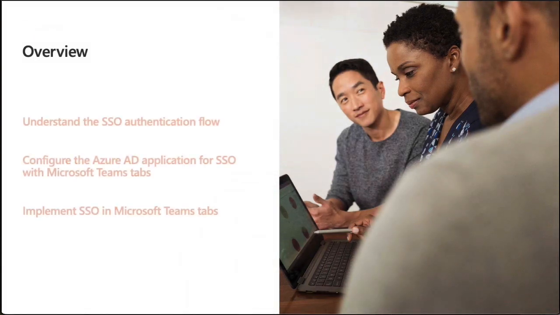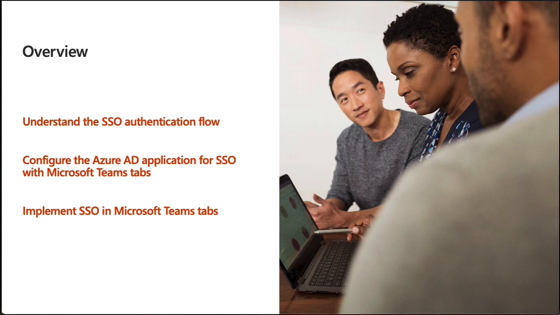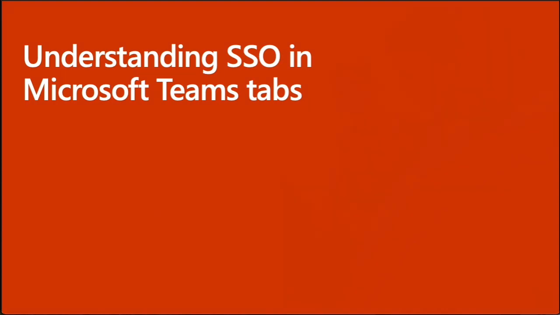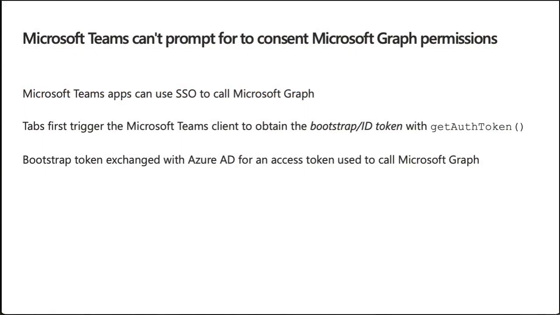So what are we going to look at in this unit? We're going to look at three things: understanding the SSO authentication flow, how to configure the Azure AD application for single sign-on with Microsoft Teams tabs, and how to implement SSO in Microsoft Teams tabs as well. So we're going to learn how SSO works and how to create a Microsoft Teams tab that uses single sign-on. Let's get started. We're going to start with how the single sign-on process works at runtime with Teams tabs, and we'll look at that in just a minute.